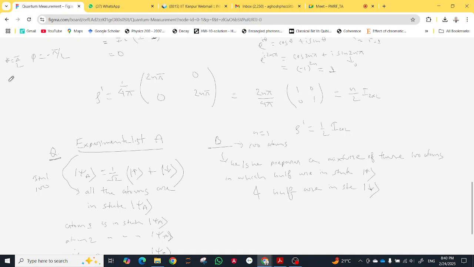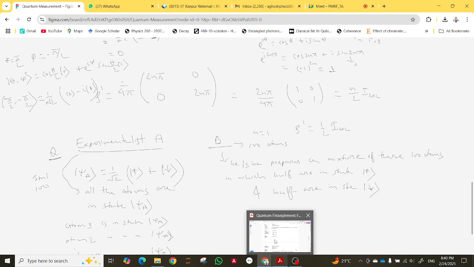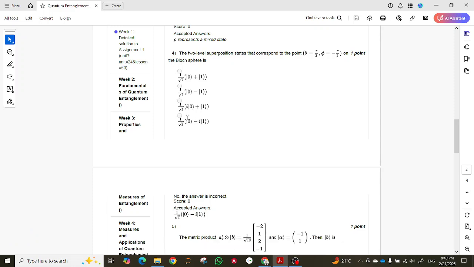So you know that the state theta phi is given by cos theta by 2 |0> plus e to the power i phi sin theta by 2 |1>, right? This is in general the state on the Bloch sphere. Now just put theta equals pi by 2 and phi equals minus pi by 2. We'll get the answer. Okay. So this state will be given by, if you put, you will get 1 by root 2 (|0> minus i |1>). Okay. 1 by root 2, |0> minus i |1>. So the last one. Okay.